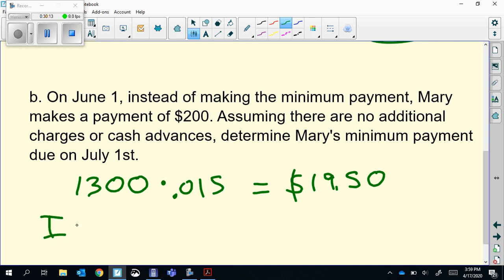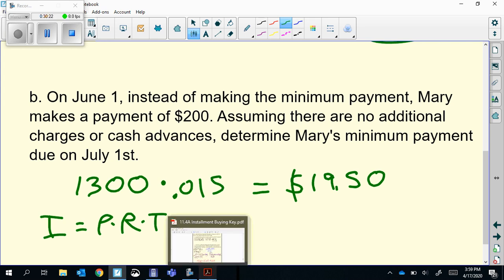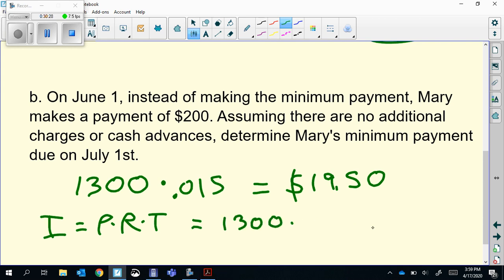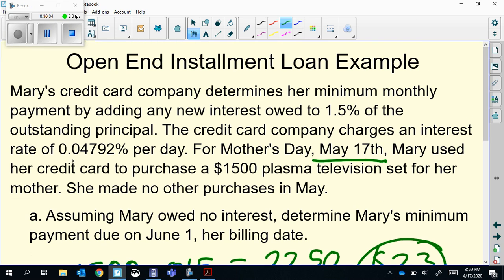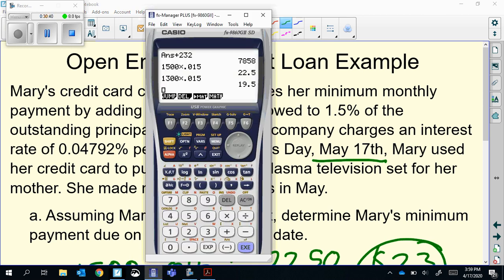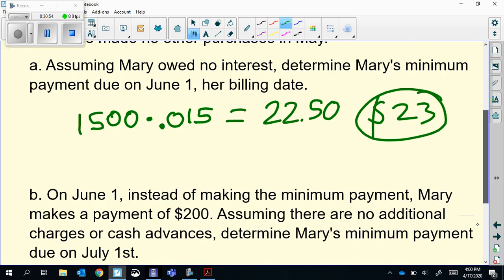Remember, our formula for simple interest is interest equals principal times rate times time. So they're going to add whatever the interest charges would be on top of that to figure out your monthly payment. So principal times rate and then times time. The rate is calculated per day, which, just for fun, real quick, we've talked about some of these loans. We're going to take the 0.04792%, so it's going to be 0.0004792 as a decimal.